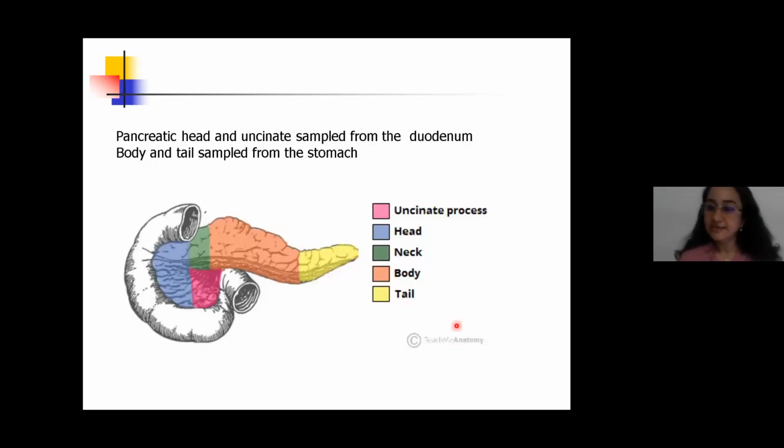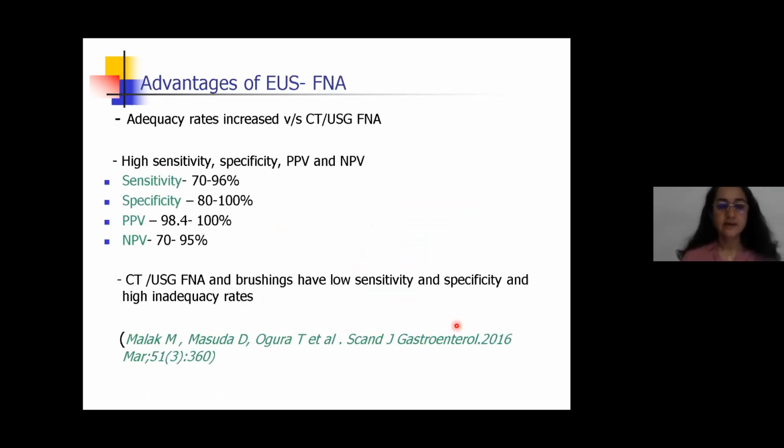As is clear from the anatomy of the pancreas, the pancreatic head and the uncinate are sampled best through the duodenum, whereas the body and tail of the pancreas are sampled best from the stomach wall. The main advantage of EUS FNA, when we compare it to the previous methods of CT and ultrasound-guided FNA, is the higher adequacy rates and also the high sensitivity and specificity.